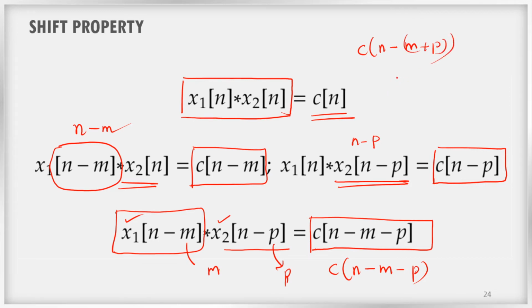The basic essence of this property is that whenever some shift happens in any one of the signals or both the signals, that will reflect in the output convolved signal also, right? That shift will reflect in the output convolved signal also. That is the basic idea of this shift property.